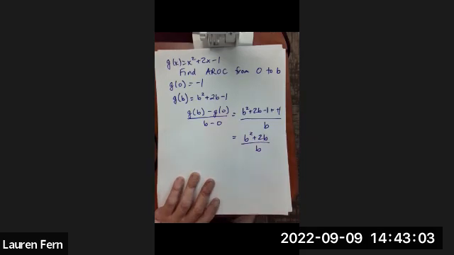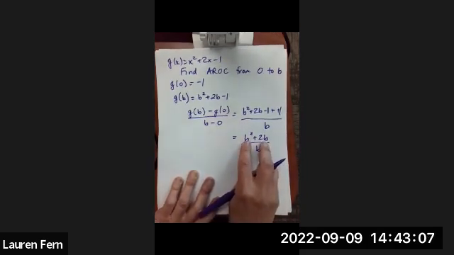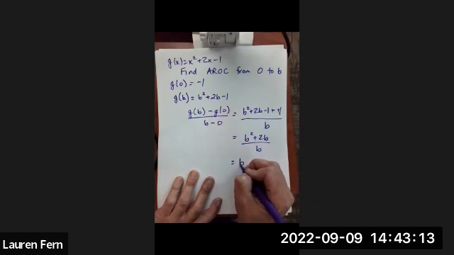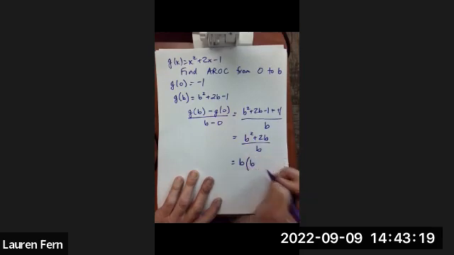Can I simplify that? Notice I can pull out a common factor in my numerator, can't I? Don't they have a b in common? If I pull a b out of my first term, well, I started with b squared, I pulled out b, I got b left. And if I pull a b out of my second term, I'm left with 2.